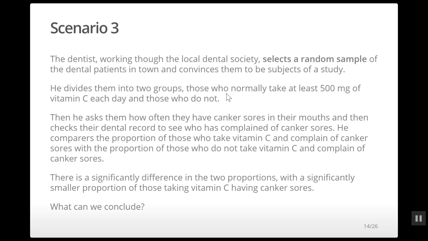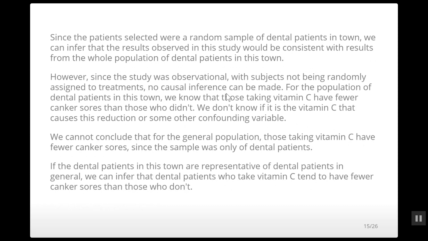Over here in scenario 3, we got a random sample. Somehow we have a random sample of the dental patients in town, and we get them to be part of our study. Again, we're not going to use random assignment. This time it's going to be an observational study. We do the same type of thing and come to the same conclusion. Those who took vitamin C have fewer canker sores than those who don't. This time we have a random sample. How does this affect the kinds of conclusions we can make?